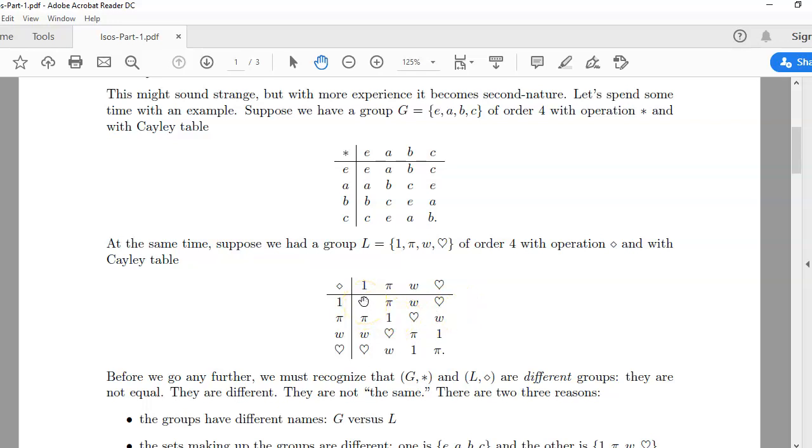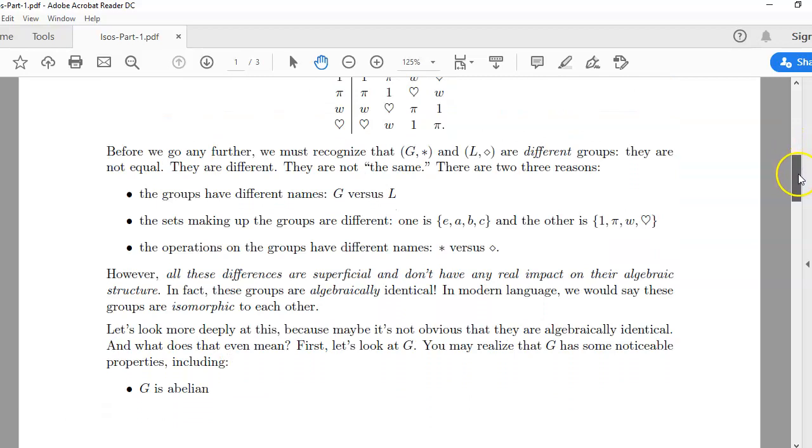Looks like they both have, let's see, this has 2 occurrences of the identity on the diagonal. This also has 2 occurrences of the identity on the diagonal. This has 2 B's on the diagonal. This has 2 pi's on the diagonal. That seems common. They both have one diagonal this way made up of all the same elements. This is 4 hearts this way, and this is 4 C's this way. That seems the same. But they don't seem the same because here you have 3 B's and 3 E's, and here you don't. You have W1W and W pi W. So they don't look the same algebraically, but it turns out they are.